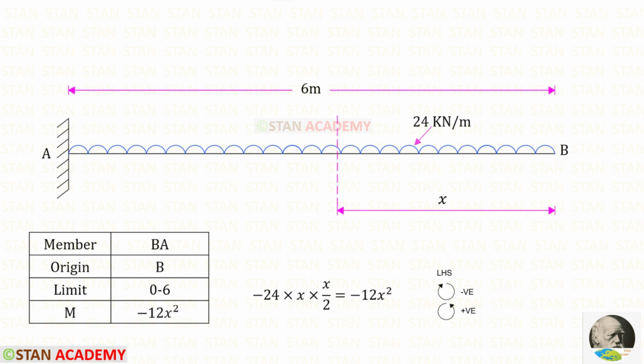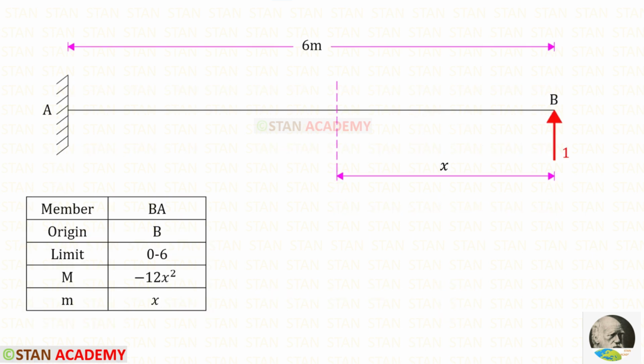Let us find the moment M. The load 24 is acting in the clockwise direction, so that it will be negative, and the distance is x. We know that with the uniformly distributed load, we have to multiply the distance and the distance by 2. So for the moment M, we will get minus 12x square.